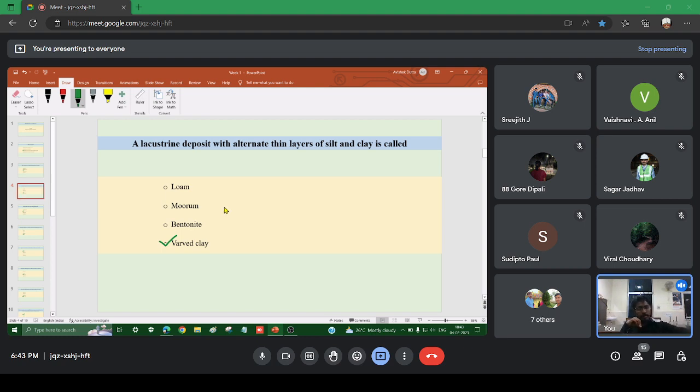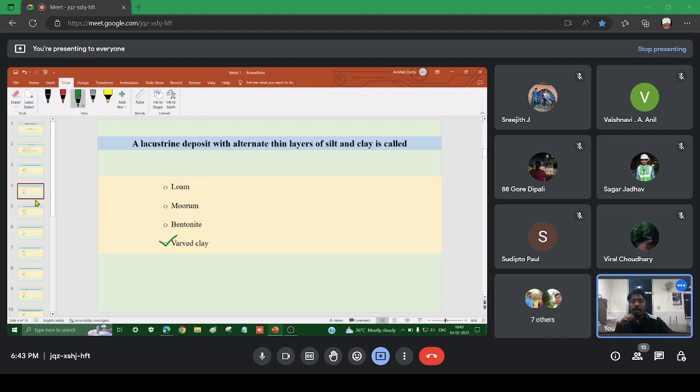already discussed earlier, loam is a combination of sand, silt and clay in approximately equal proportions. Muram is a combination of gravel with red clay, and bentonite is decomposed volcanic ash. The volcanoes which erupt, the ash is formed after the eruption. When that gets decomposed, that forms bentonite.